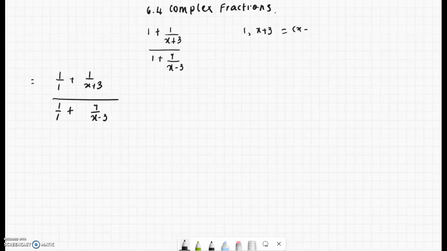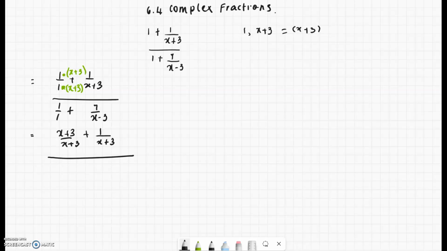has to be x plus 3. So we're going to multiply the denominator with an x plus 3, and we'll multiply the numerator with an x plus 3. So that's going to give us x plus 3 over x plus 3, that's a 1. But we want to write it this way because we want the common denominator to be x plus 3.